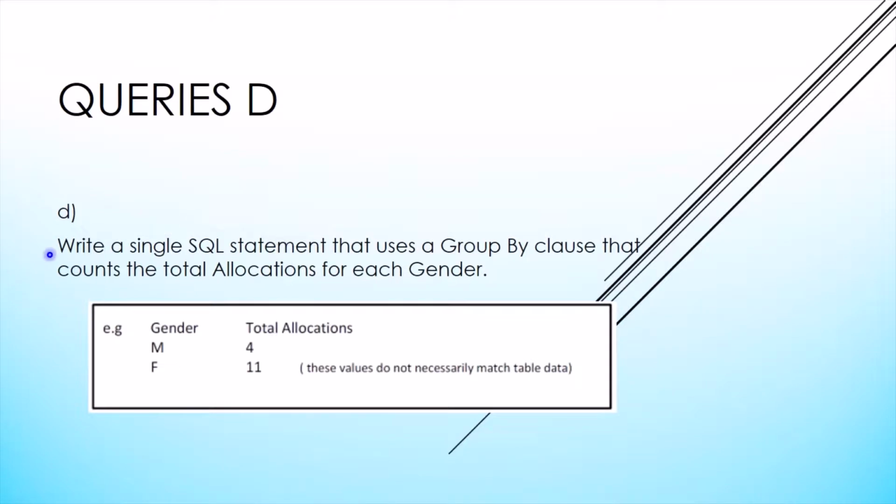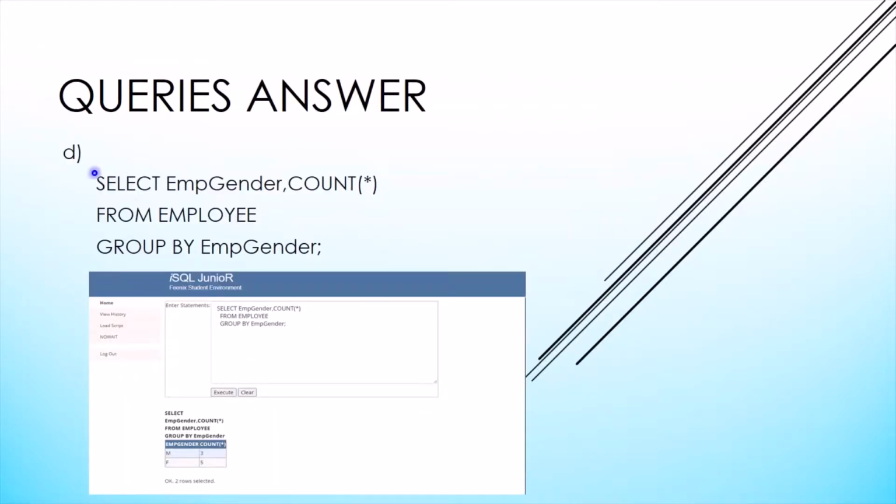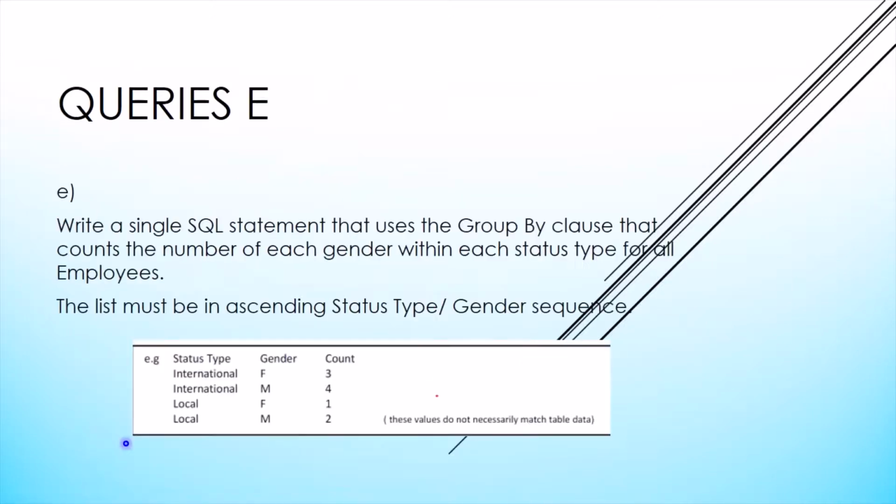Query D. Write a single SQL statement that uses group by and counts the total allocation for each gender. This is the example. This is talking about gender. In the whole database, we have how many members are male or female. That is how we can get this: select employee gender, count from employee group by employee gender. This is the table we can get.